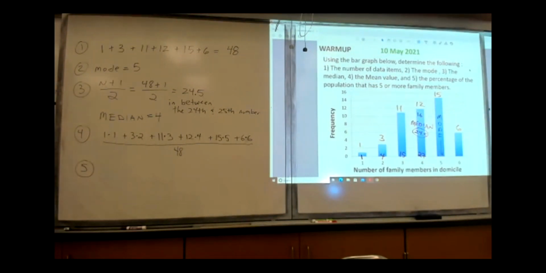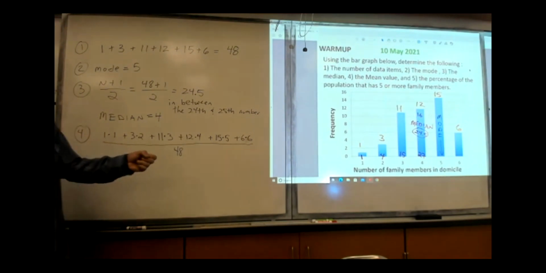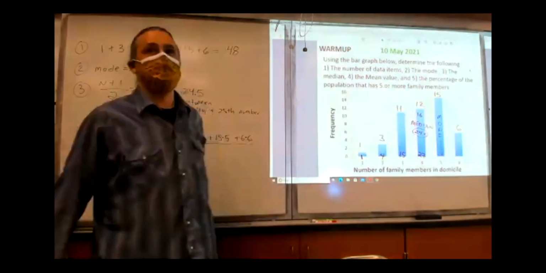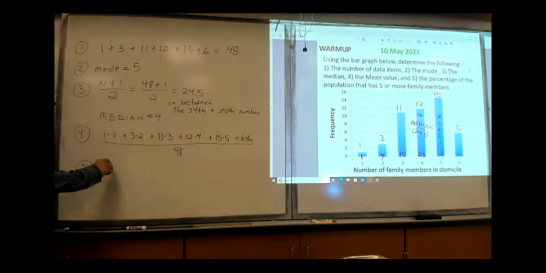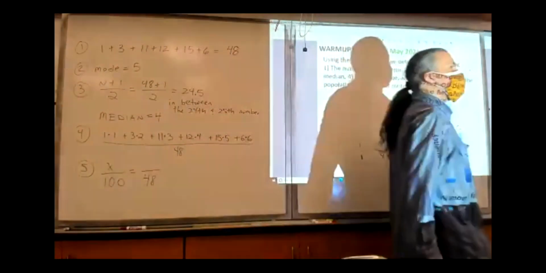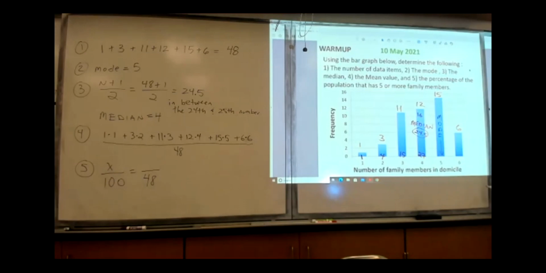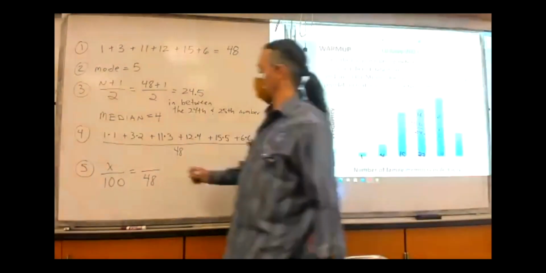So now we're looking at number 5. If we use this data to estimate what percentage of the population we expect to have 5 or more family members. So what would the number be out of 100? This is out of 48. Okay. How many total domiciles do we have with 5 or more? Well, that's these 2 bars. So 15 plus 6 would be the number out of 48. 15 plus 6 is 21.